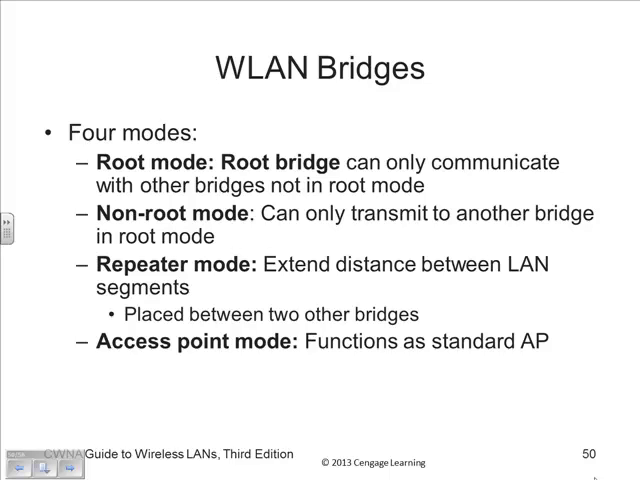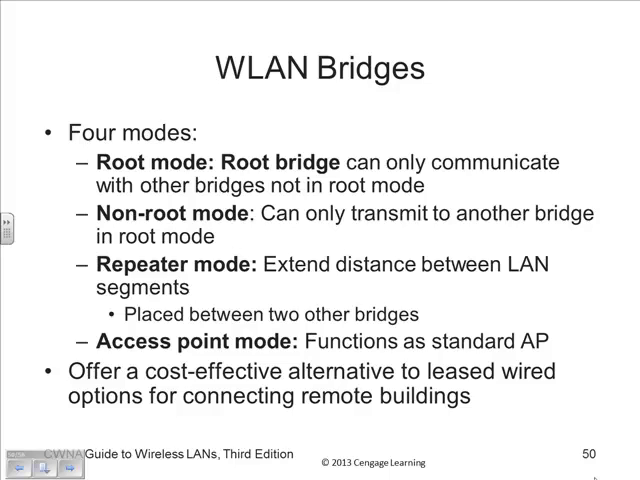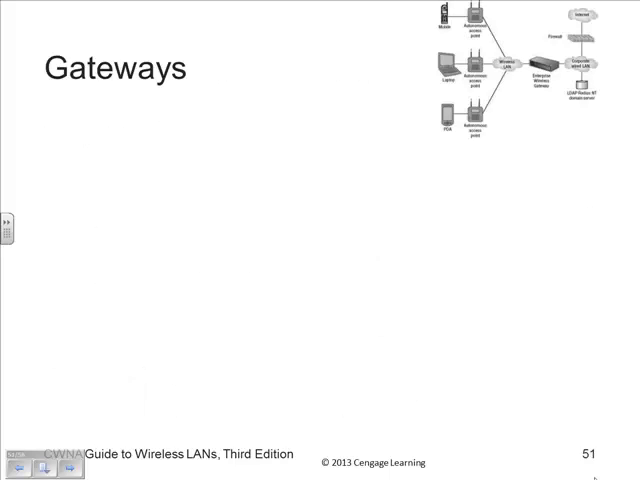Repeater mode, extend the distance, placed between two other bridges. Repeater mode is probably something that's going to slow you down, because as you relay the information, you have to acknowledge it each time. It's going to reduce the speed. Access point mode, so these are going to be the modes, and those Cisco APs that we have have these modes: access point, repeater, root, and non-root, in order to create a bridge from those things.